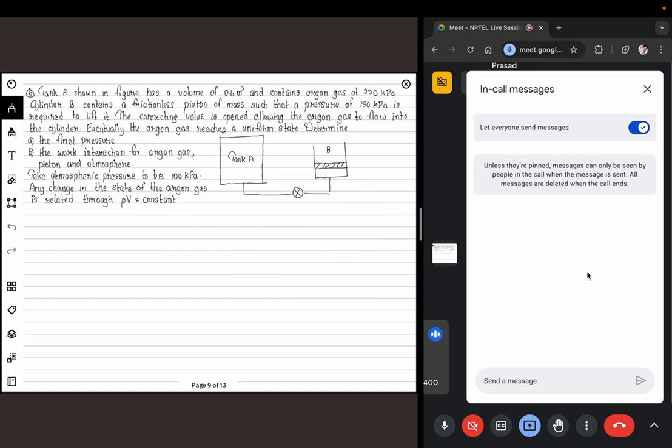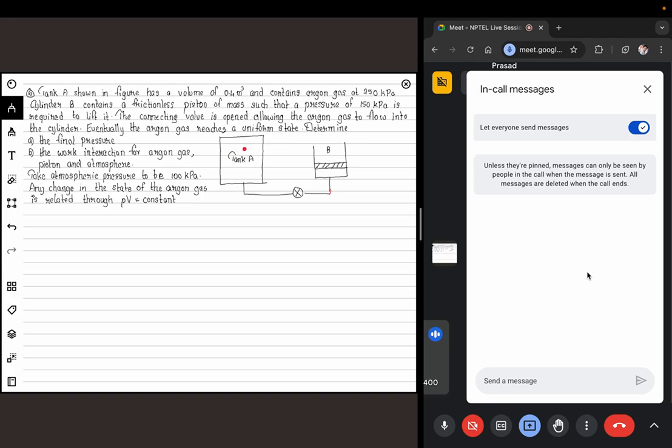This is a problem that was already discussed in the lecture video, but I want to bring it back in the session so that we can have some interaction on this, because there are some subtleties involved in the problem. Here you have two tanks, tank A and tank B. B is a cylindrical tank. The tank A volume is given as 0.4 cubic meter, and this is a rigid tank, so the volume of tank A remains constant.